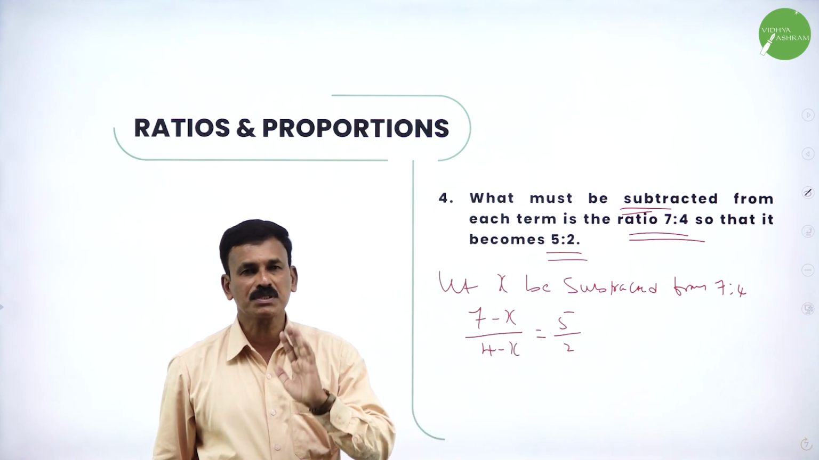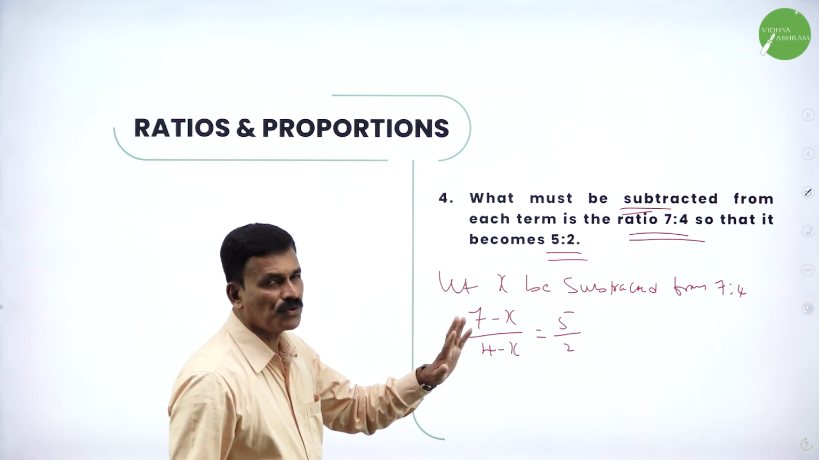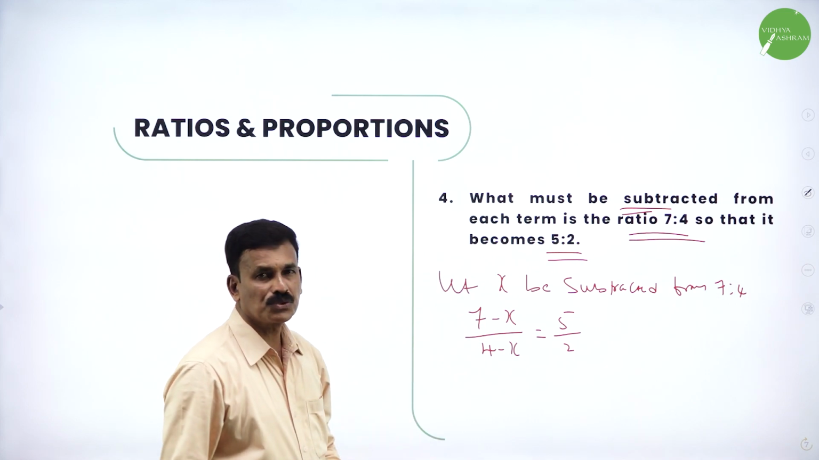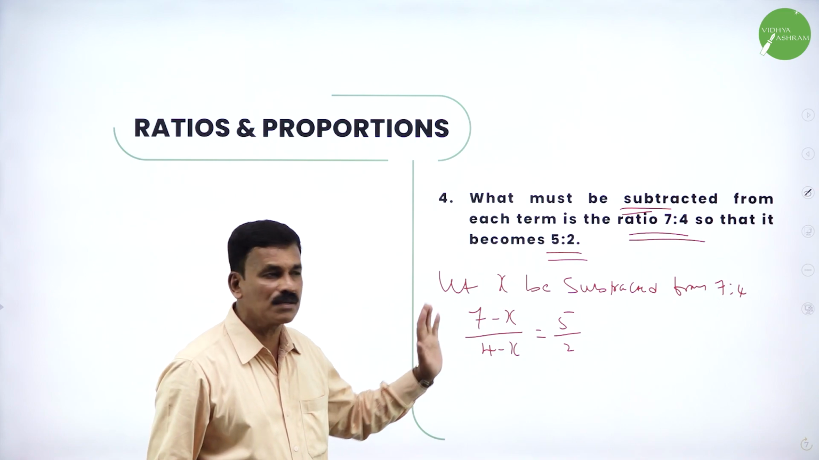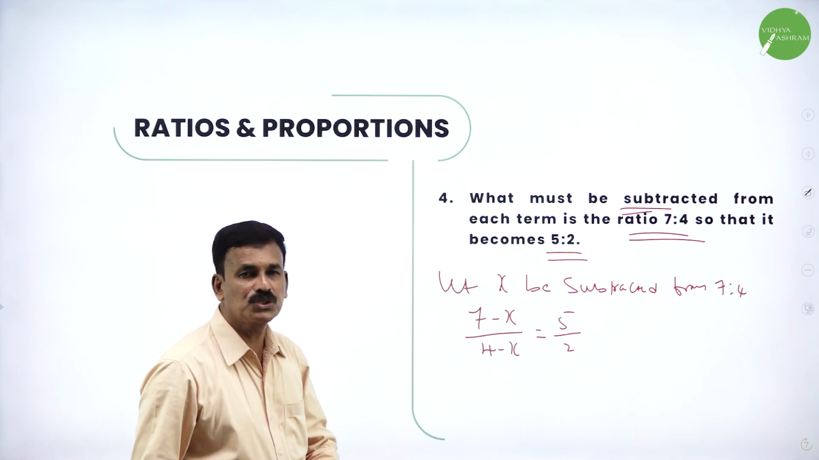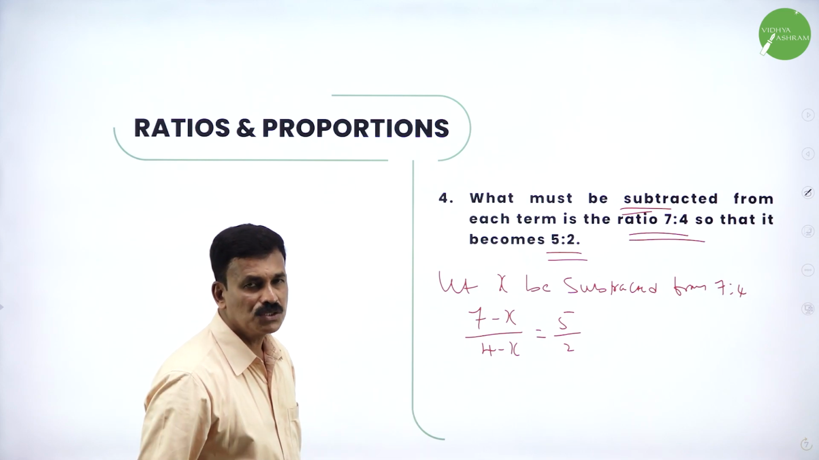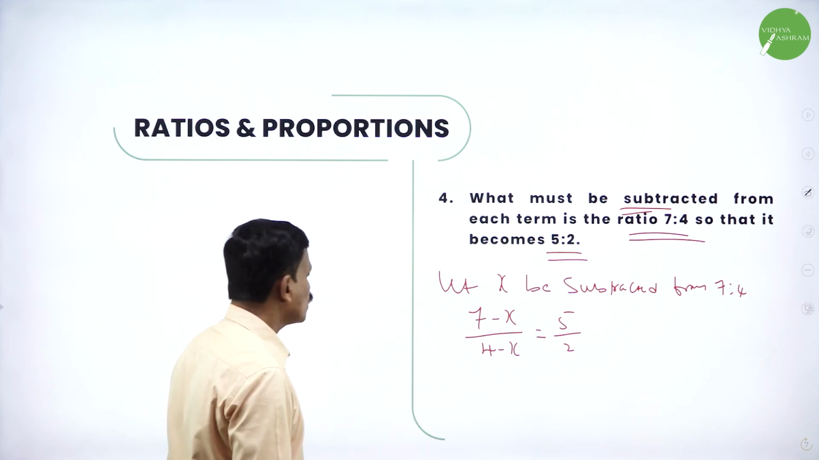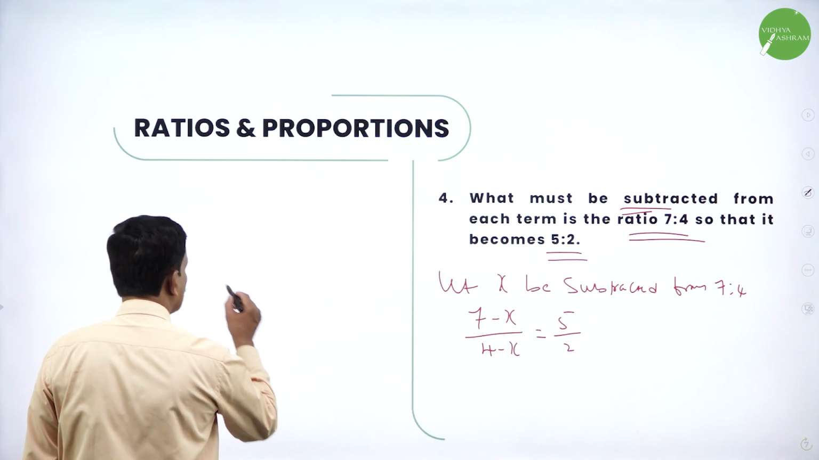Suppose x is subtracted from 7:4, then we will get 5:2. That is nothing but (7 - x)/(4 - x) = 5/2. Cross multiply and simplify, and you will get the answer. Now, if you simplify this, what will you get?